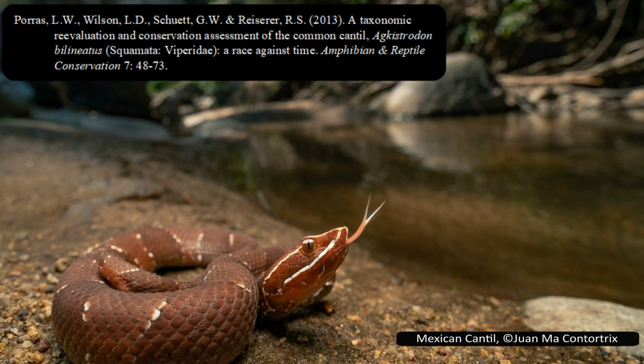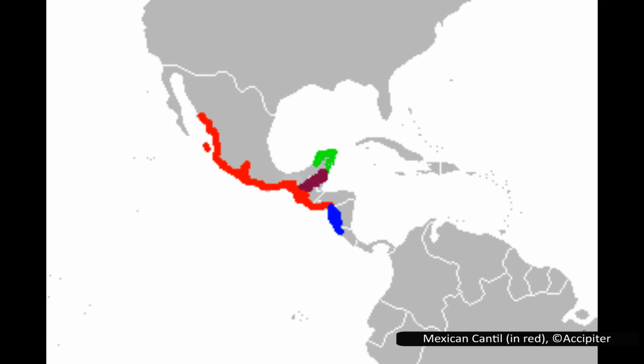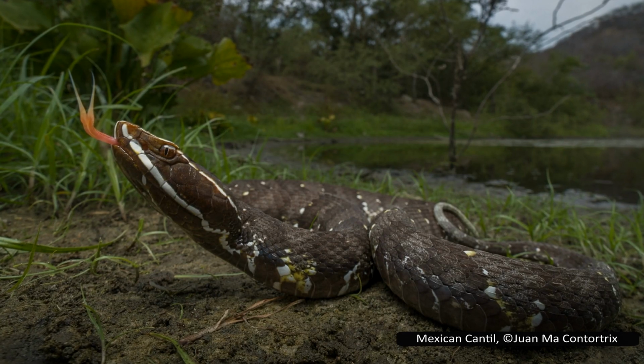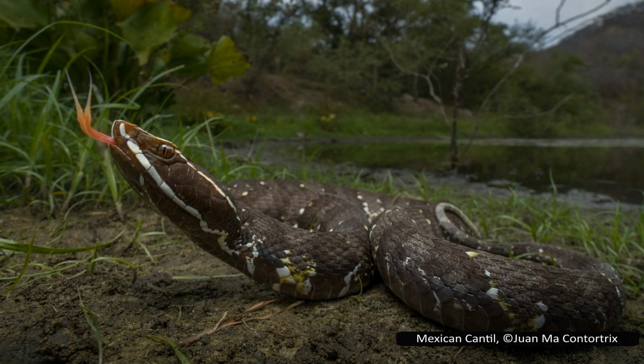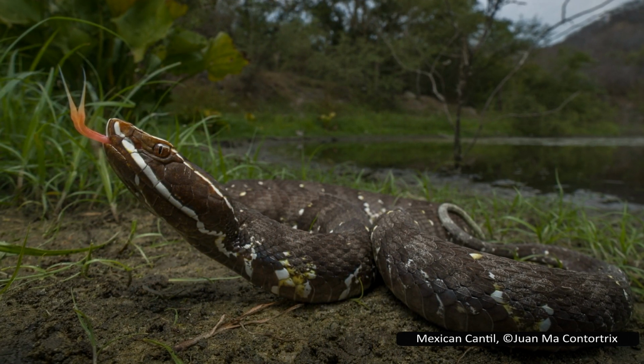The one now known as the Cantil is found largely along the western coast of Mexico, south to Honduras. The IUCN lists them as near threatened, but that also hasn't been updated since the species was split into three, so it is unclear how the individual species would be classified. They list their greatest threat as human persecution.